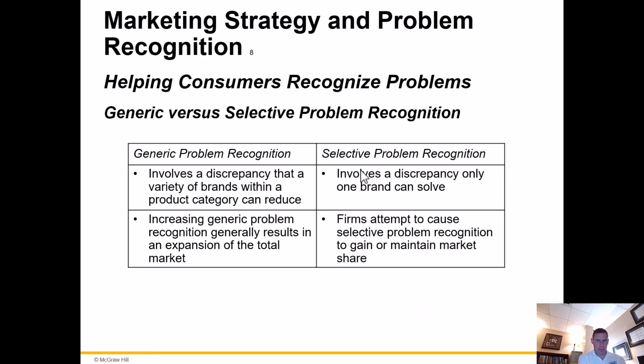And helping consumers recognize problems, generic versus selective problem recognition. So with regard to generic problem recognition, this involves a discrepancy that a variety of brands within a product category can reduce. Increasing generic problem recognition generally results in an expansion of the total market. Now we can compare this to selective problem recognition. This involves a discrepancy only one brand can solve. Now firms attempt to cause selective problem recognition to gain or maintain market share, in the sense that they want to make people perceive that they can only buy that firm's product in order to solve the problem.